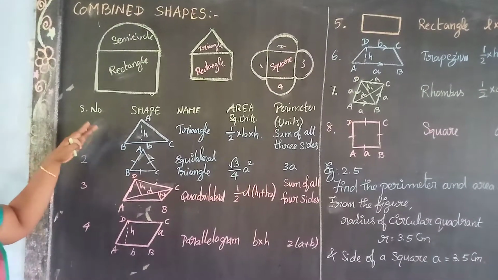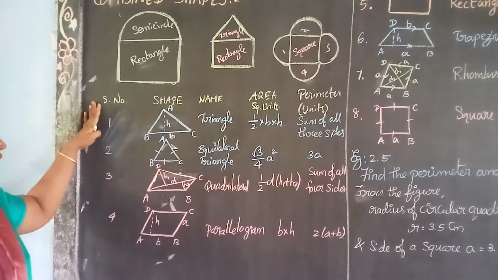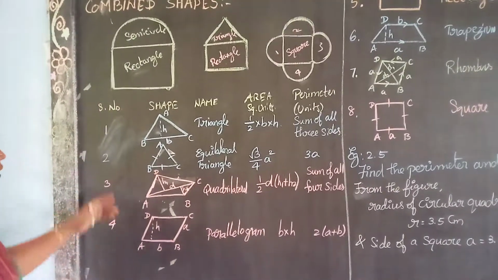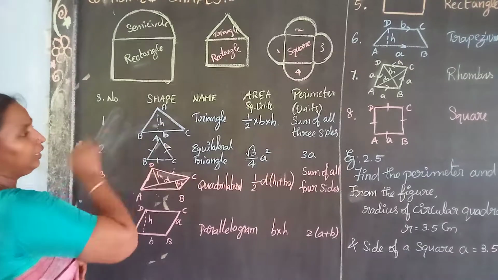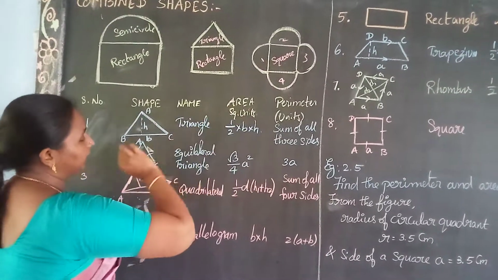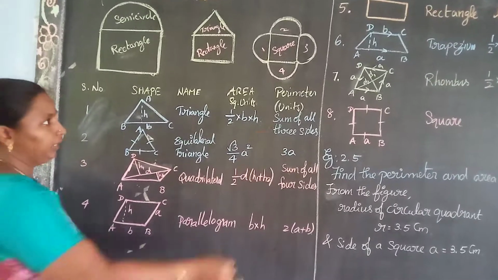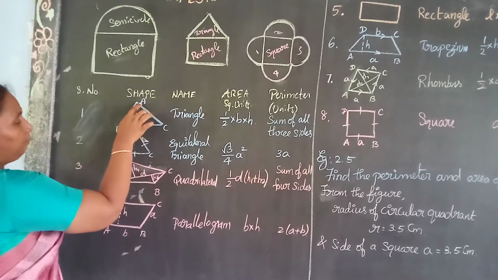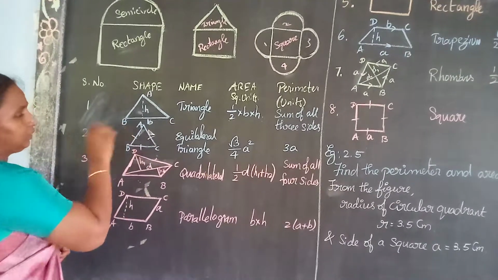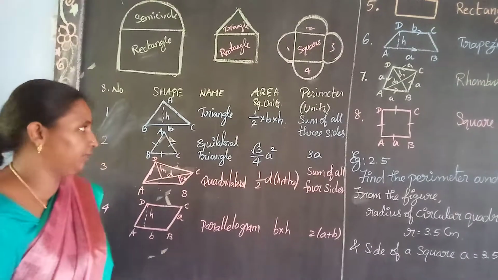Next, here I have given some formulas to you, which you already studied in earlier classes. Just let us recall them. First one, triangle. A triangle has a base and height. So the area of the triangle is half into base into height square units. The perimeter is the sum of all sides, that is AB plus AC plus CB. If you add these three sides, you will get the perimeter of this triangle.